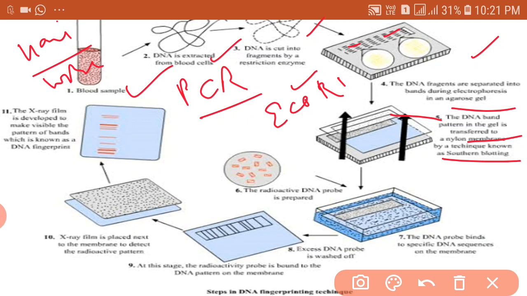Now the next step is that a radioactive DNA probe is prepared with known sequences. Then the DNA probe binds to specific DNA sequences on the membrane, with the DNA that is present on the nitrocellulose paper. Excess DNA probe is washed off. Now at this stage, the radioactive probe is bound to the DNA pattern on the membrane. So there is a process of hybridization.